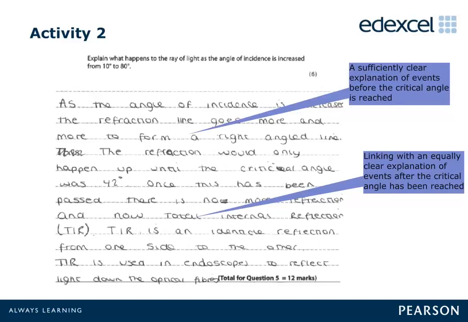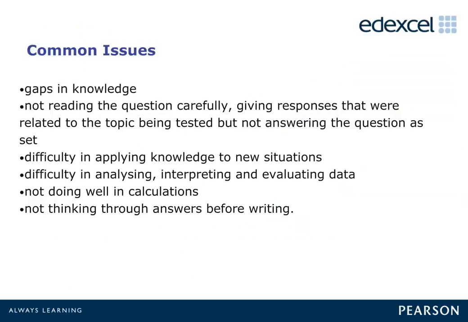This is a detailed explanation linking ideas about reflection before the critical angle is reached, with the total internal reflection after the critical angle. It is a Level 3 6-mark response. Improvements can be made in all these issues if candidates practice the suggestions made earlier when they are attempting questions in past papers and other support material.